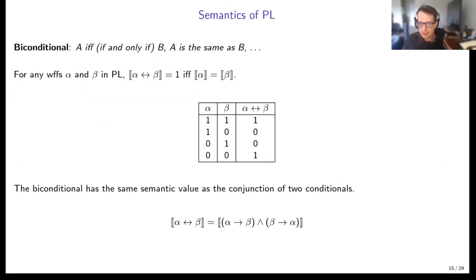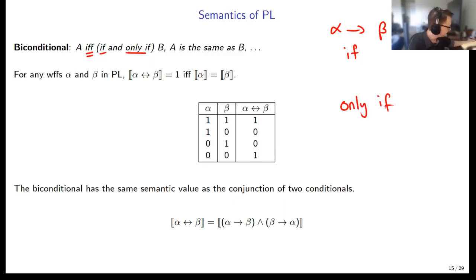Okay, so this last one is the biconditional. So this is this double F we've seen. So if with two Fs, this just means if and only if. So I've said that A arrow B is like if. So there's this only if operator, and this means something different than alpha arrow beta.